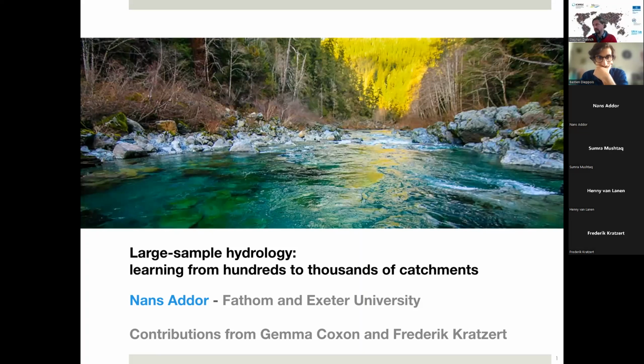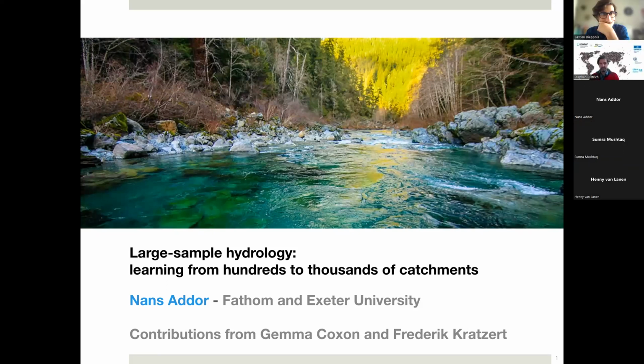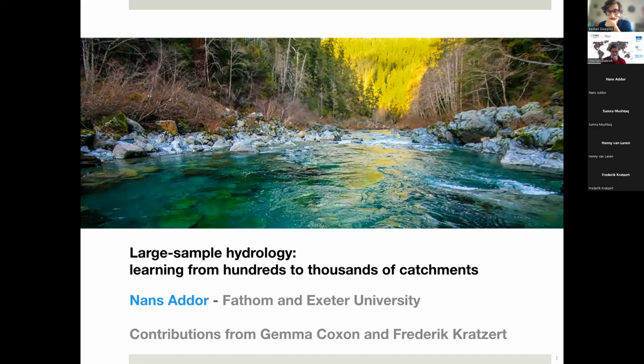So today's presentation is on large sample hydrology. And basically it is on doing hydrology with data from hundreds to thousands of catchments. And the focus really will be on the data sets that enable us to do it. So I am Addor, and Gemma Coxon from the University of Bristol and Frederic Kratzert from Google have contributed to this presentation.